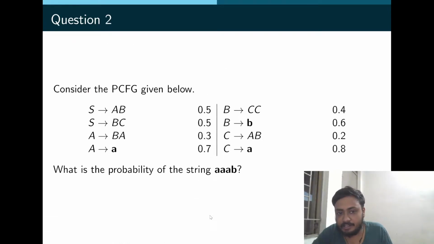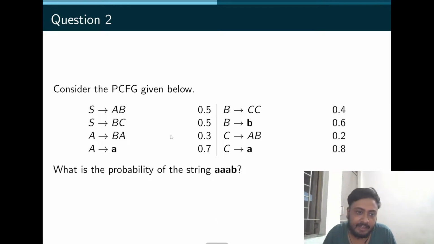So now this is a question on probabilistic CFG. As you know, in a probabilistic CFG, a probability is assigned to every rule. Like what is the probability that given the symbol S, we get AB, that is 0.5, and we get BC is 0.5. So the only thing about PCFG is that starting from the same non-terminal, the probabilities of every possible rule have to sum up to 1. That is the only constraint. And apart from that, it's very similar to how you would treat a normal CFG.